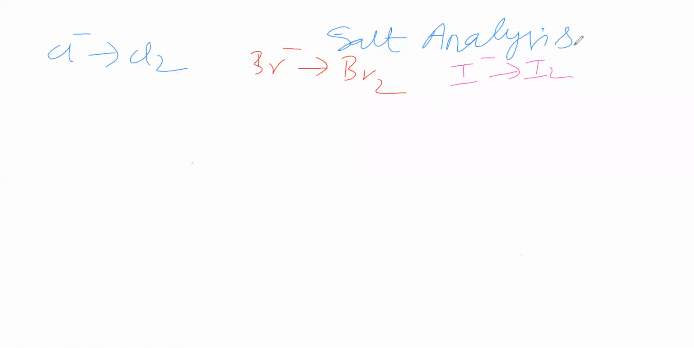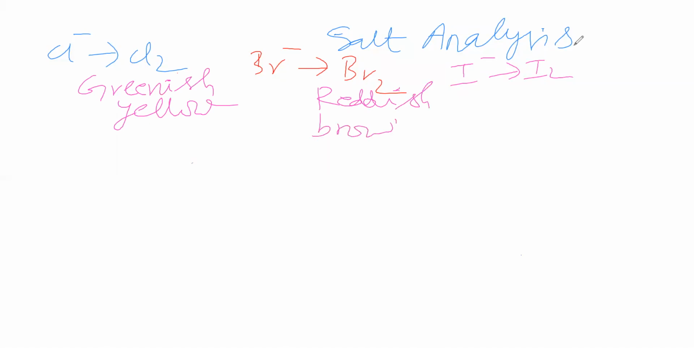Now, the color of these gases. Cl2 color is greenish yellow. Br2 color is reddish brown. And iodide gives iodine, I2, whose color is violet. All are pungent gases. Cl2, Br2, I2, all have a pungent smell.